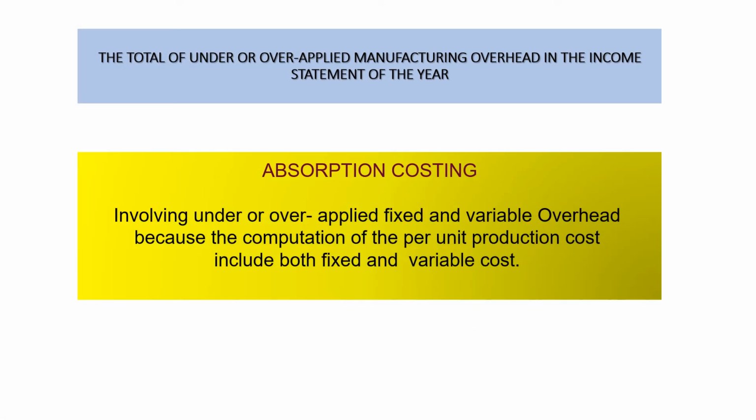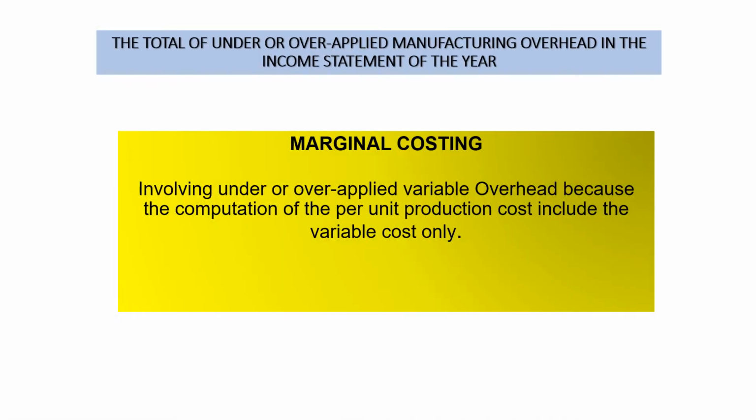The total of under or over applied manufacturing overhead in the income statement of the year for absorption costing involves under or over applied fixed and variable manufacturing overhead, because the computation of the per unit production cost includes both fixed and variable cost. The total of under or over applied manufacturing overhead in the income statement of the year for marginal costing involves under or over applied variable manufacturing overhead, because the computation of the per unit production cost includes the variable cost only.